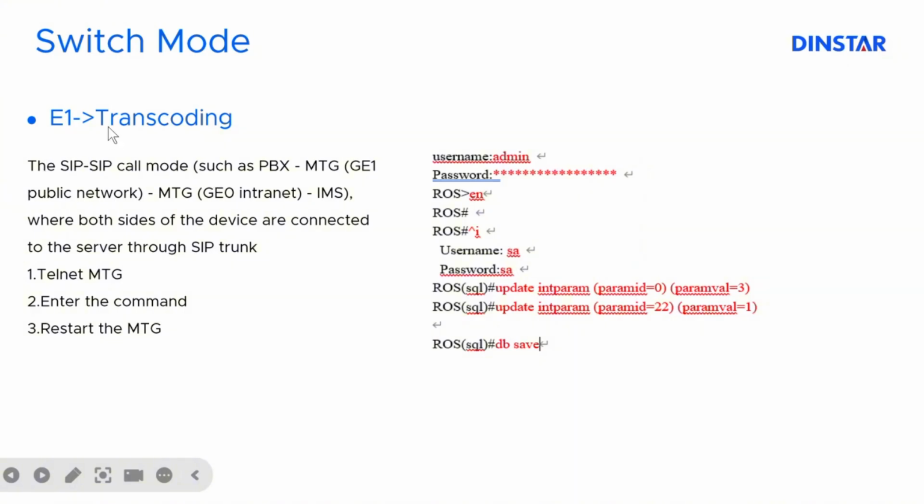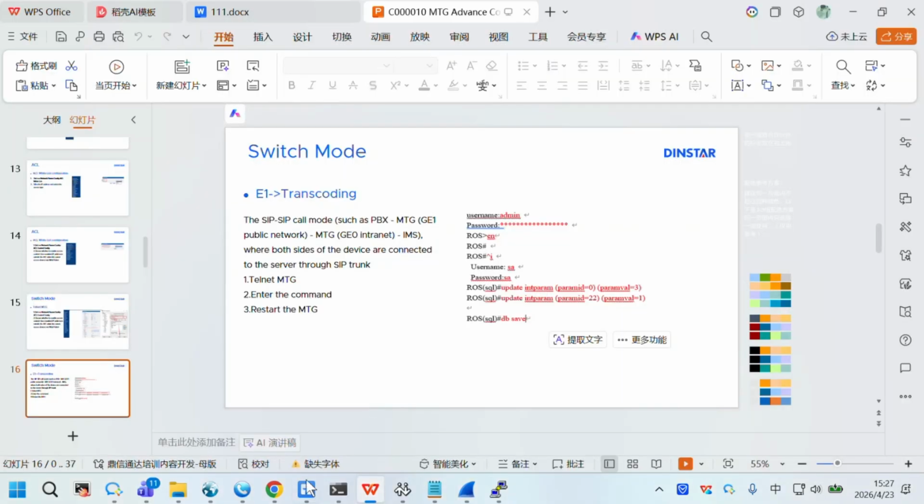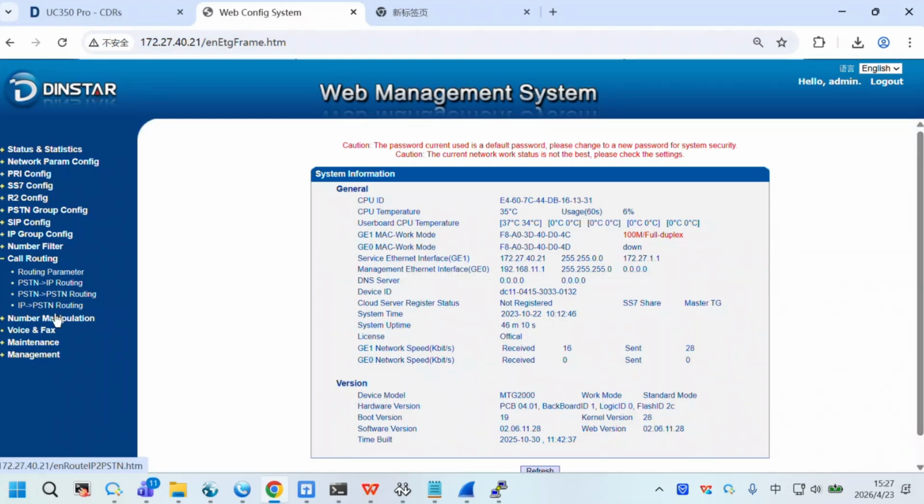So this mode is our traditional mode, the E1 mode. For example, the default E1 mode only supports IP to PSTN. And if the customer needs IP routing, the transcoding mode, we need to enable it by changing parameters, since it's not available by default. Like we can see in our MTG here, in the route, it doesn't have IP to IP routing. So we need to enable it in the database.